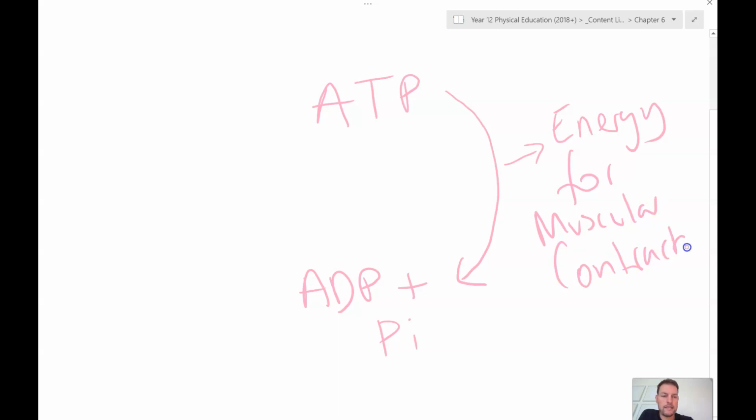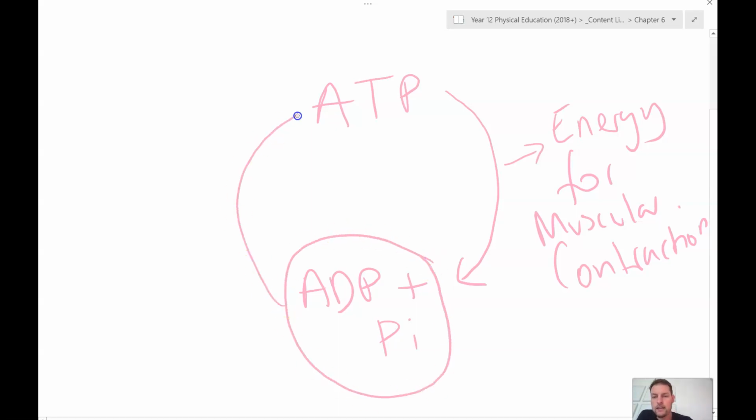So that means we've released energy so we can go for a run, our heart can beat, we can do all those things we need to do to stay alive and move. So then our three energy systems come in to put this ADP and Pi back to here, which is what resynthesis is. We're going to resynthesize our ADP and Pi back together to create ATP.